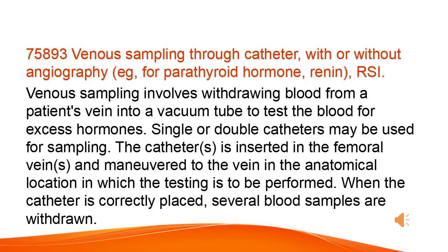Venous sampling through catheter, with or without angiography, e.g., for parathyroid hormone, renin, RSI. Venous sampling involves withdrawing blood from a patient's vein into a vacuum tube to test the blood for excess hormones. Single or double catheters may be used for sampling.